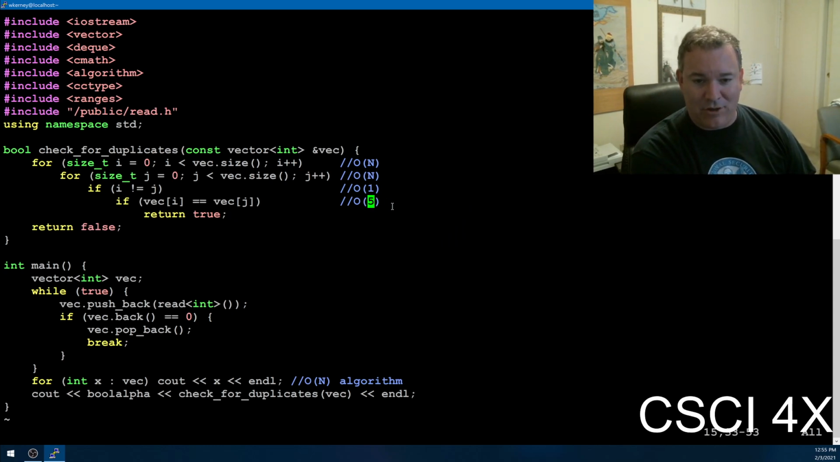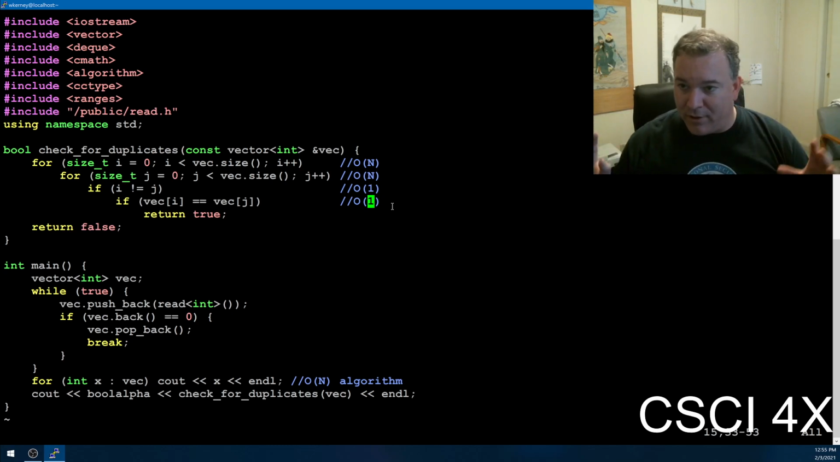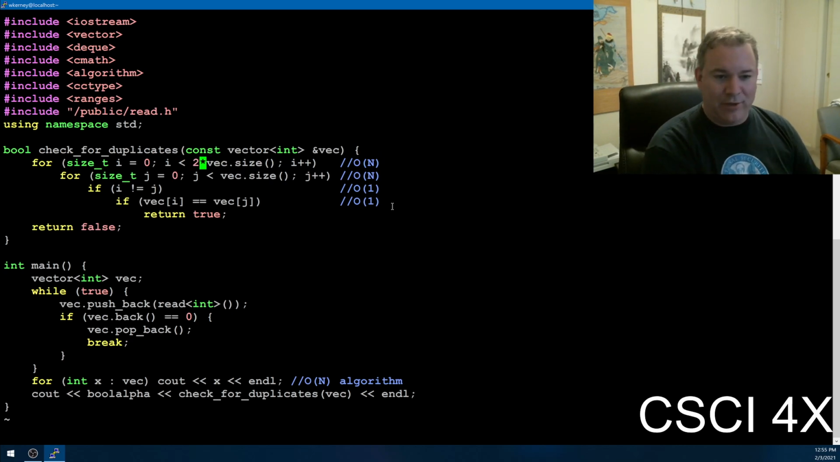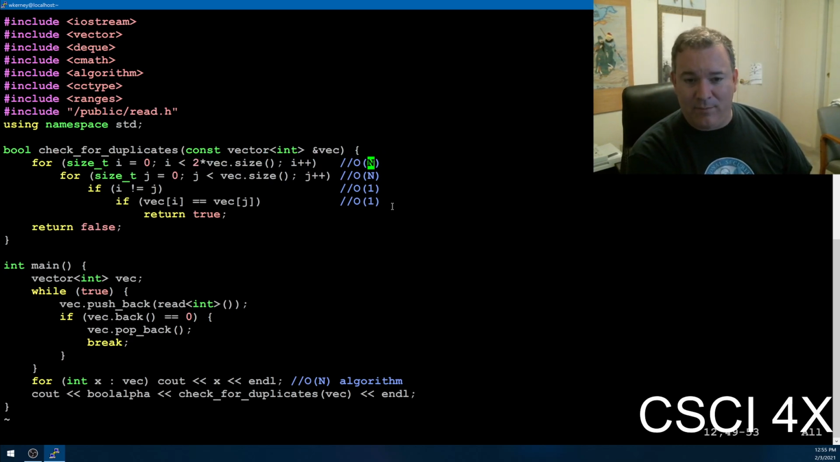What we care about is the shape. We care about the shape of the curve, right? Let's say we did this twice. Let's say we did i is less than 2 times vector.size. This would still be order n. Even though you're like, wait, isn't that order 2n? Yeah, it is, because it's now doing twice as much. If it's a vector of size 1,000,000, this would do 2,000,000 iterations. But we don't care about fiddly things like twice as fast. We don't care.